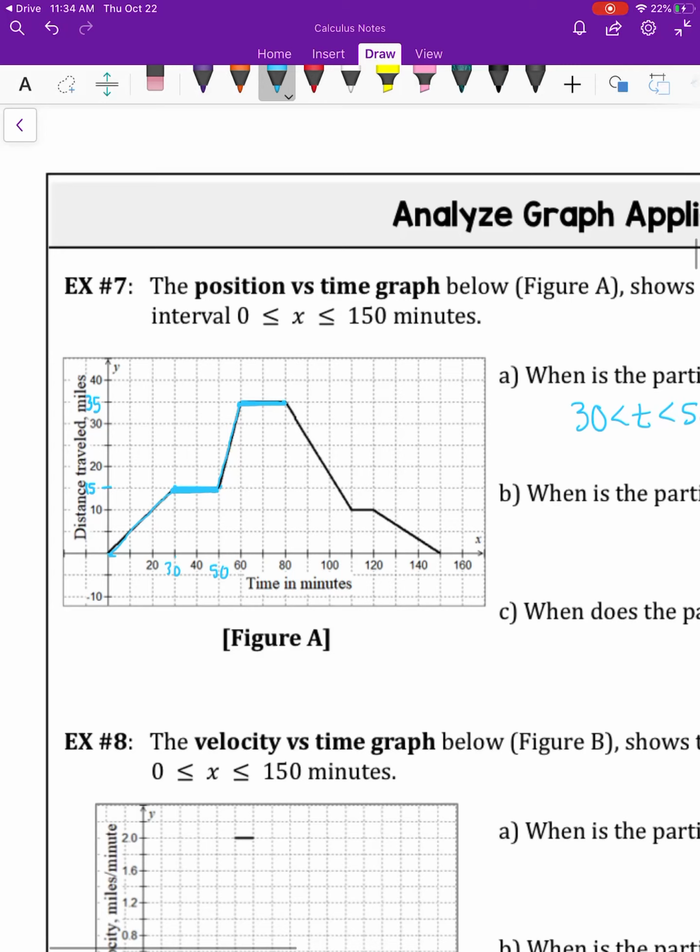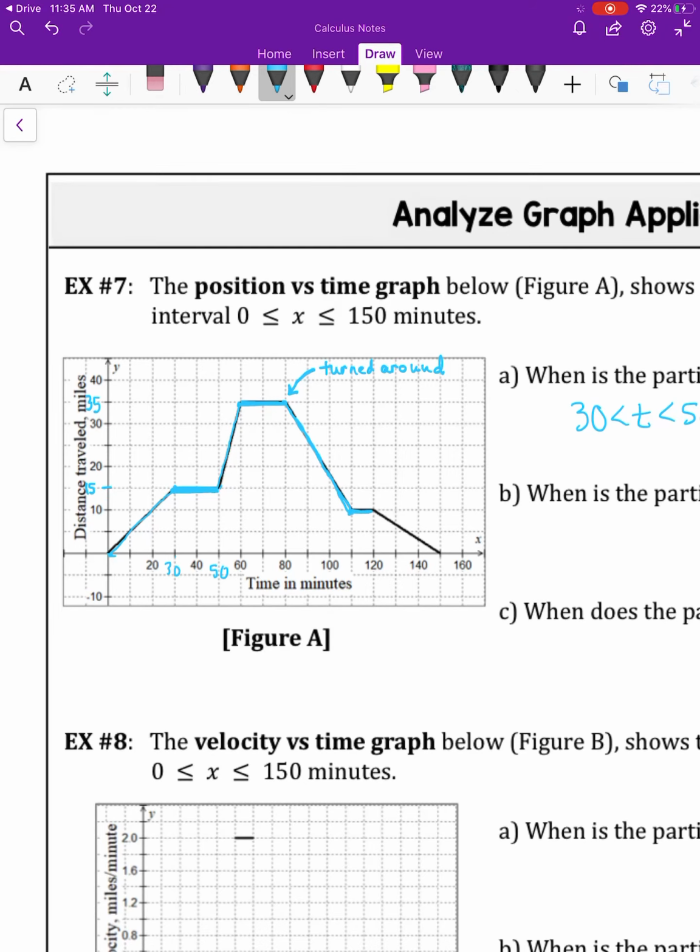Then something weird happens. It's 35 miles away, but look, it starts getting closer back to where it started. After, at 110 minutes, it's only 10 miles away now from its starting point. So actually right here, it must have turned around and decided to go back, right? Because it stayed 35 miles away, then all of a sudden it starts getting closer instead of further away, okay?